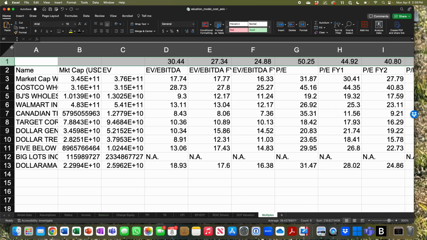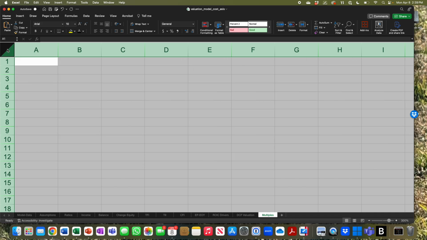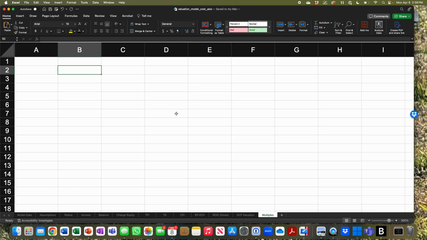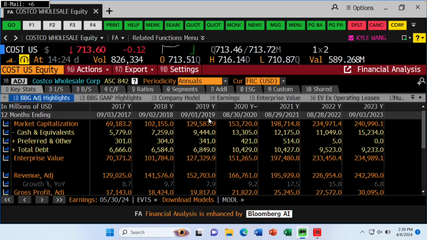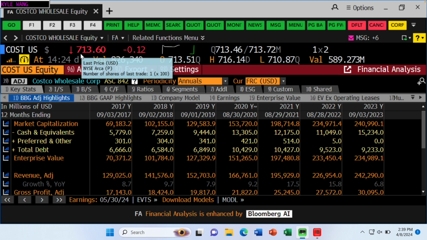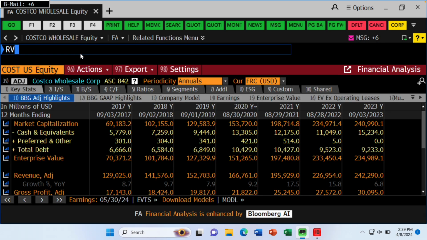Then what we're going to do is we are going to create a new worksheet at the end. And we're going to call this worksheet tab multiples. Okay? It doesn't exist. Add it at the end, after the valuation tab. And then we're going to go to Bloomberg. And for the company we're looking at, in this case Costco, we're going to go to RV.